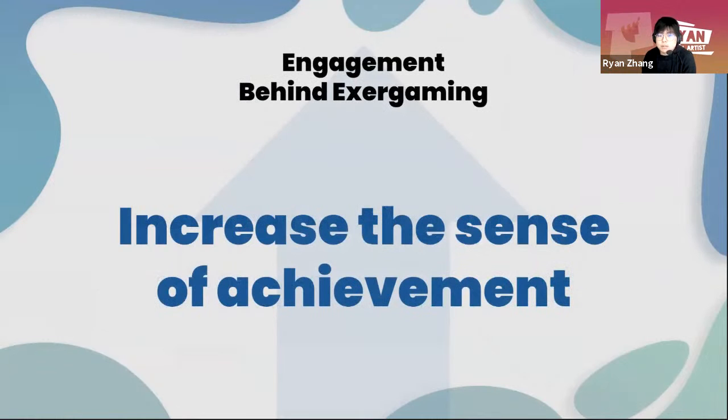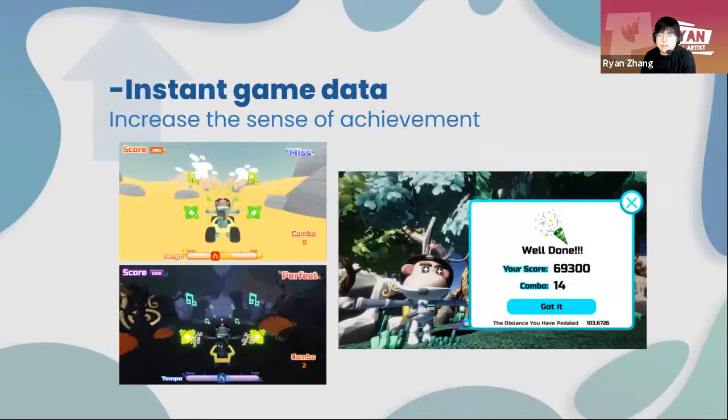We explored a few ways to increase the sense of achievement. First, we tried to give players more sense of success through instant game data. For example, in the rhythm game, we ranked user input as different levels, calculated the player's score, and counted the combo number and miles they have paddled.